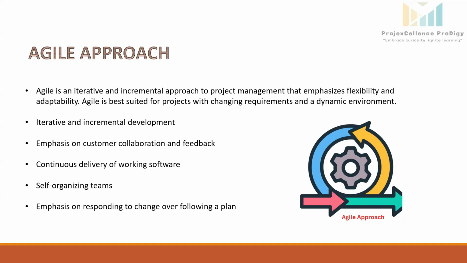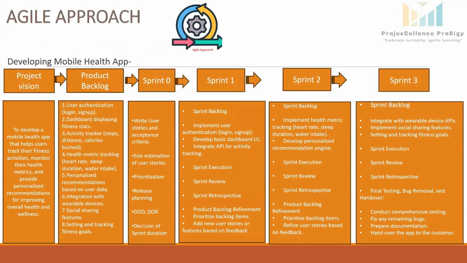Let's take one example of my favorite topic, health and fitness, to understand the Agile approach. Assume that an IT company is developing a personal fitness tracking mobile application using the Agile approach. Agile itself has more than 50 frameworks like Scrum, Kanban, Extreme Programming, Lean, Dynamic Systems Development Method (DSDM), and so on. Before we move further, let me brief you about the Scrum framework.